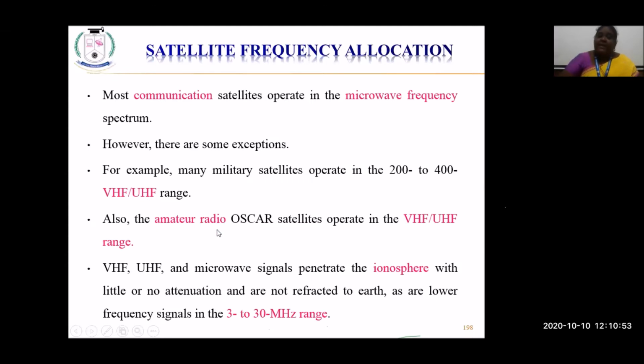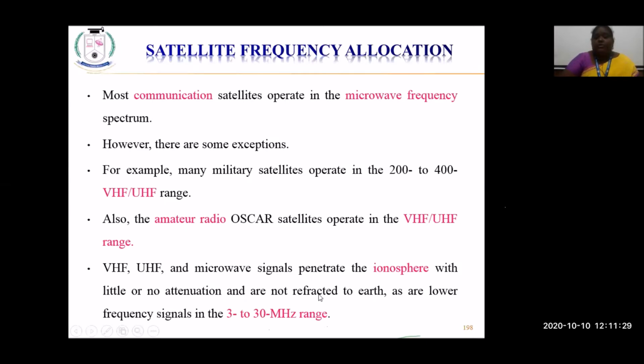Also, some amateur radio satellites, the Oscar satellites, which are designed for capturing amateur radio frequency signals, operate in the very high frequency and ultra high frequency range. Ultra high frequency, very high frequency and microwave signals can penetrate the ionosphere with little or no attenuation and are not refracted back to the earth, as lower frequency signals in the range of 3 to 30 megahertz are.